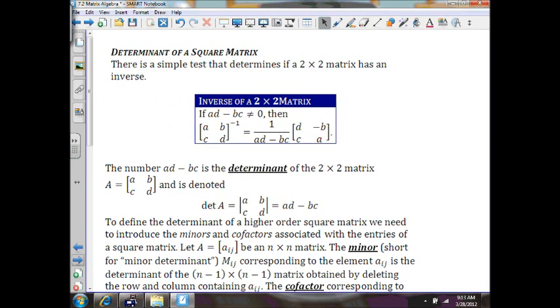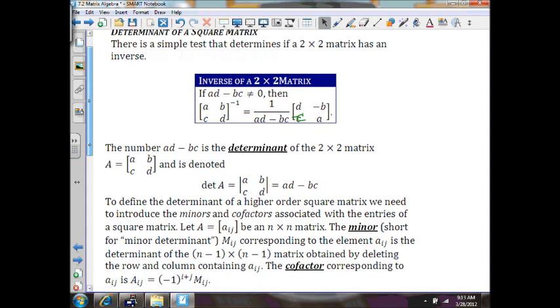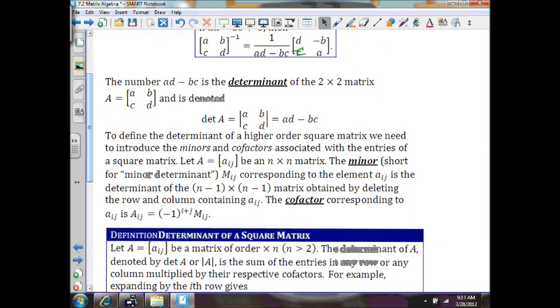So the determinant of a square matrix. There's a simple test that determines if a 2 by 2 matrix has an inverse. And again, we've already gone over this. If the determinant of the 2 by 2 matrix is 0, then there is no inverse. If it is not 0, then we can find an inverse using the formula here: 1 over the determinant times the matrix D, negative B, negative C, A. This should be a negative C here. Now the number AD minus BC is the determinant of the 2 by 2 matrix.